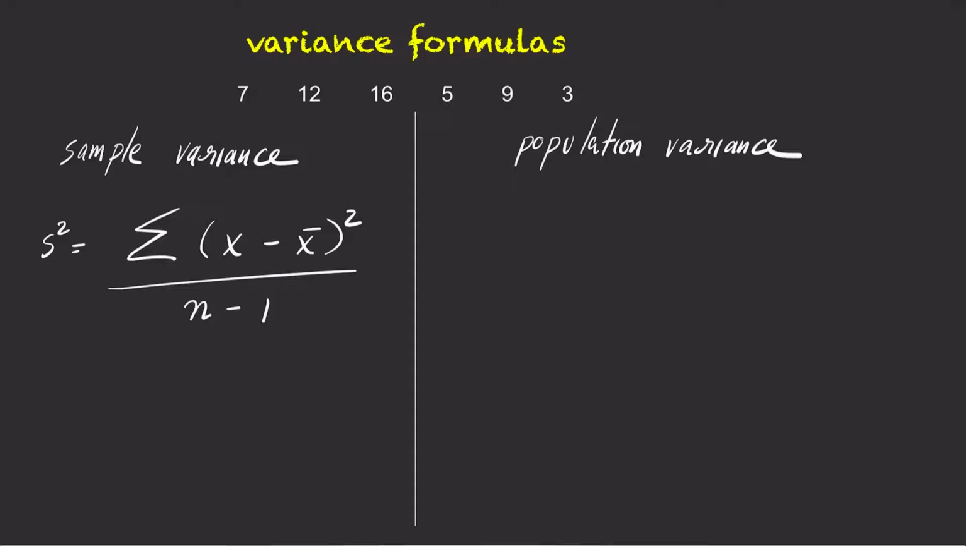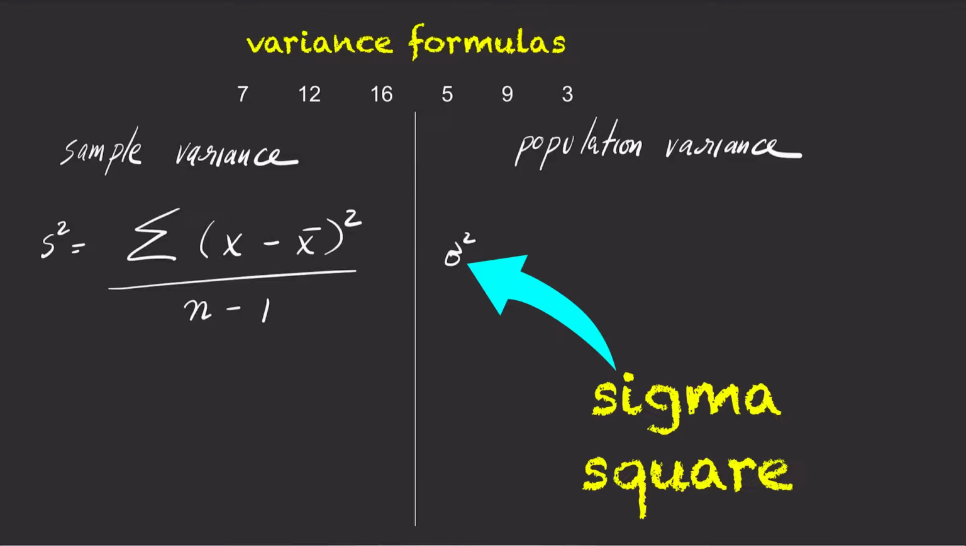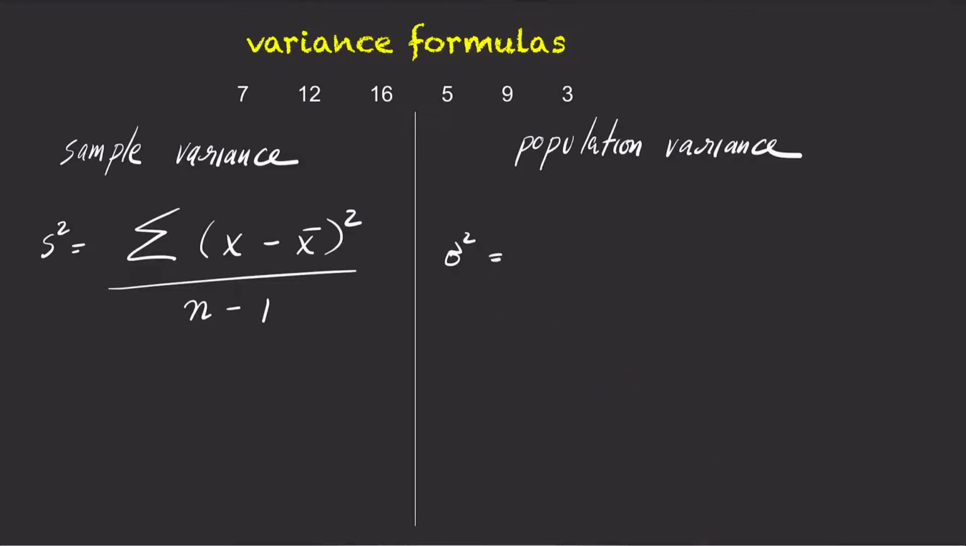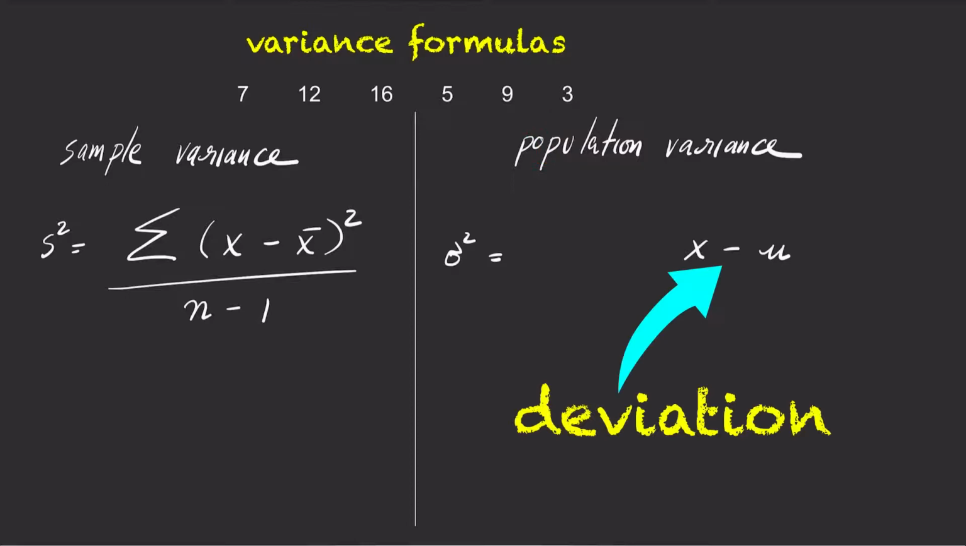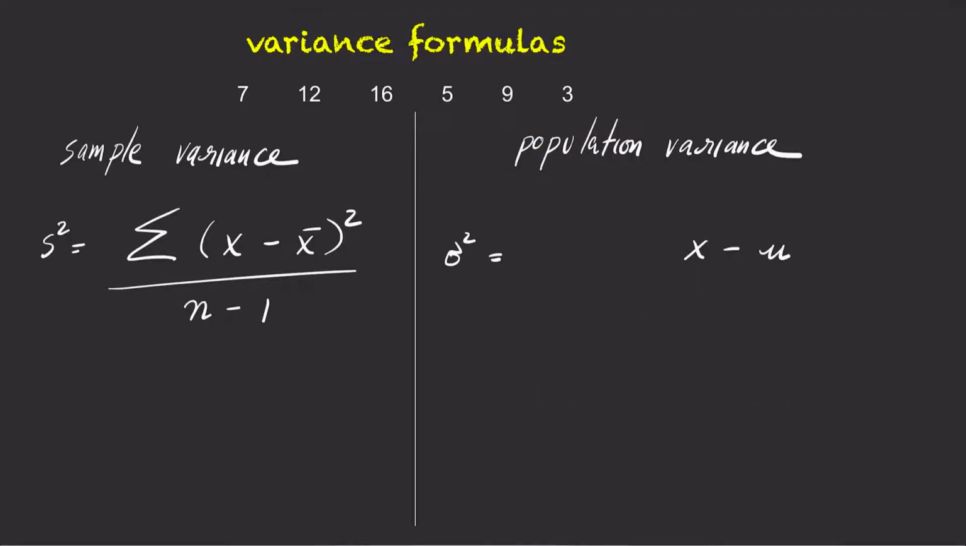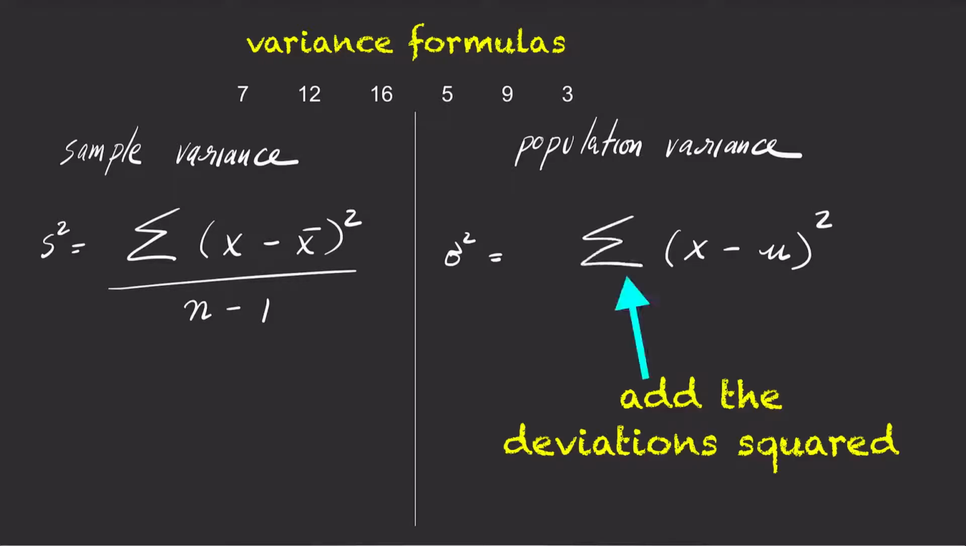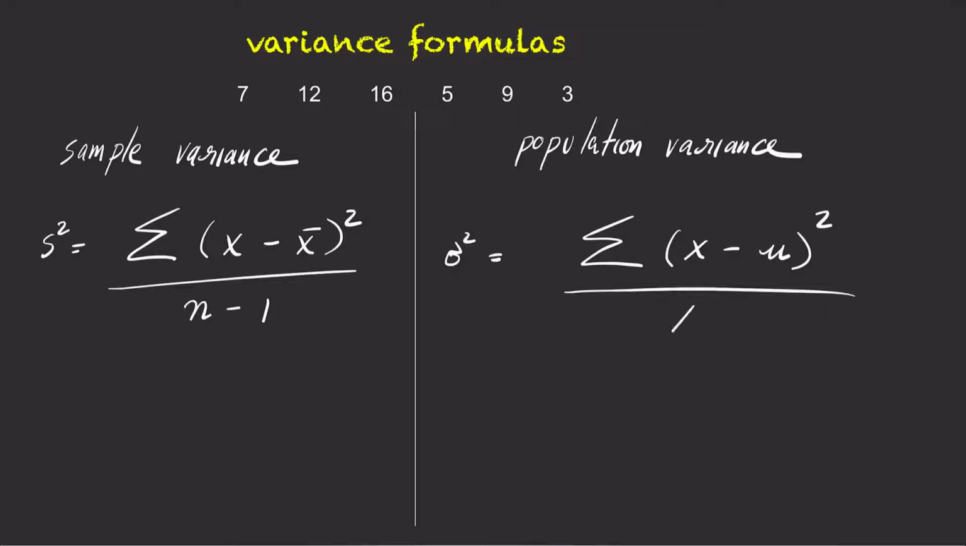For population data, we use sigma square to represent the population variance. To find sigma square, take each number from the dataset, subtract it by the population mean. We call this the deviation. Now, square each deviation, then add up the squares. And finally, divide the sum of the deviation squared by the population size, which is capital N.